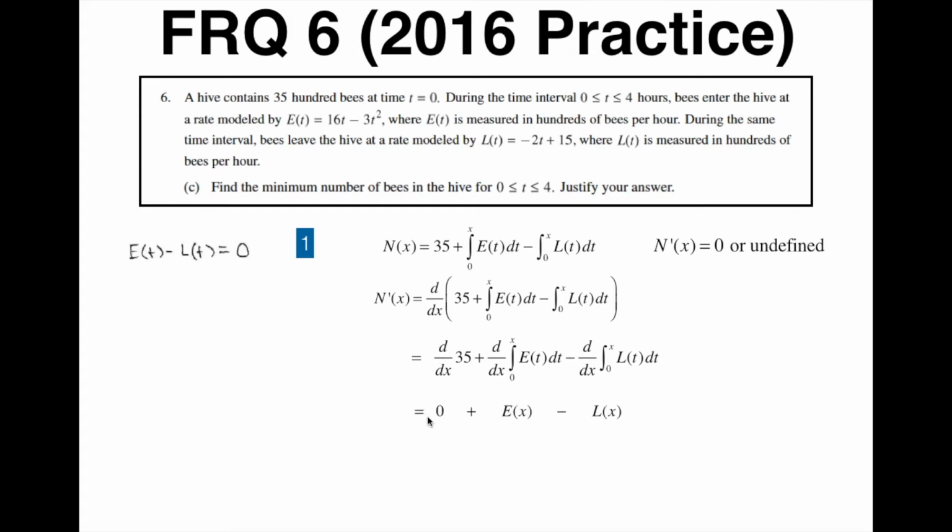Next line, 0 plus e of x minus L of x. And we want this to be equal to 0 or to be undefined. Undefined is never going to happen because E is a quadratic function, L is a linear function, so they will always be defined. And so we just have E of x minus L of x equals 0.